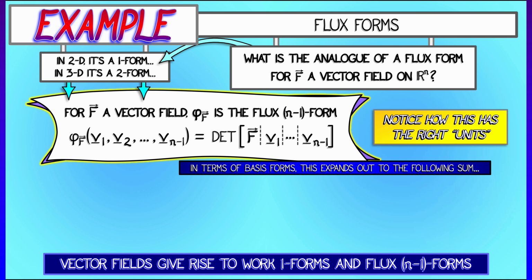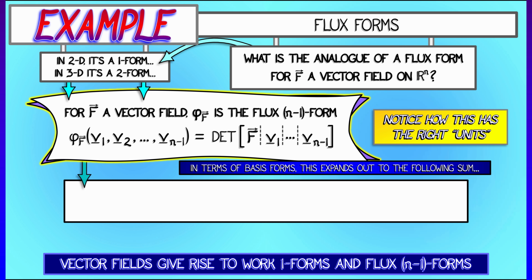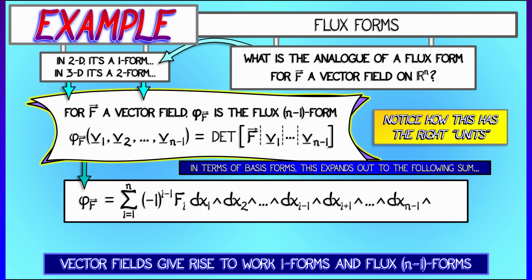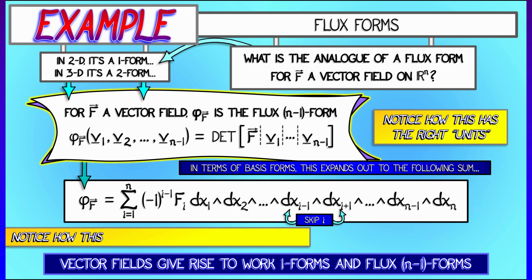Now, you might want to know what that looks like in terms of basis forms. And what this is going to evaluate to, as you can check, is the sum, as i goes from 1 to n, of (-1)^(i-1) times f_i, the ith component of the vector field, times the basis form dx1 wedge dx2, all the way up through dxn, skipping the ith term. So it's as if the ith term in the volume form gets replaced by the vector field component. Now notice this makes sense. This matches what we learned in 2D, in 3D, but this works in arbitrary dimensions.